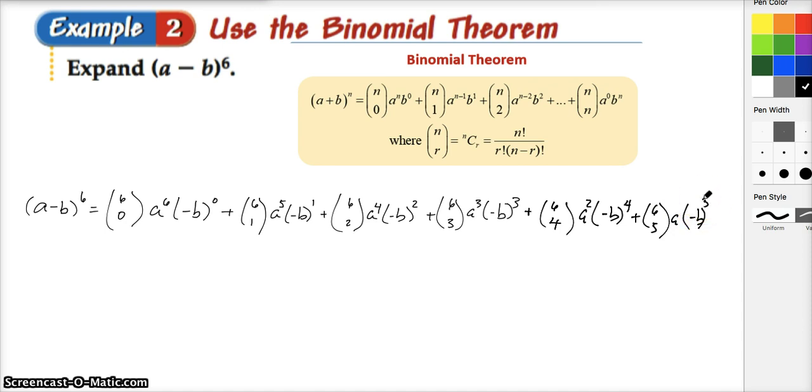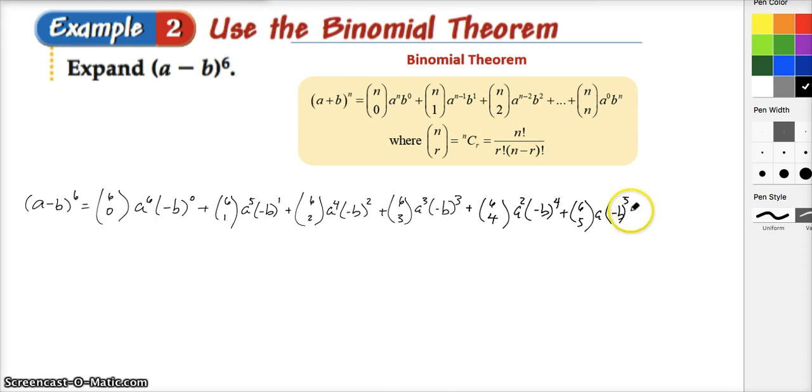And then stay with me, everybody. This final one is 6 choose 6, a to the 0, negative b to the 6.